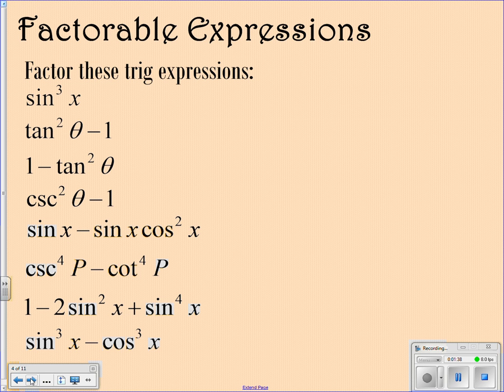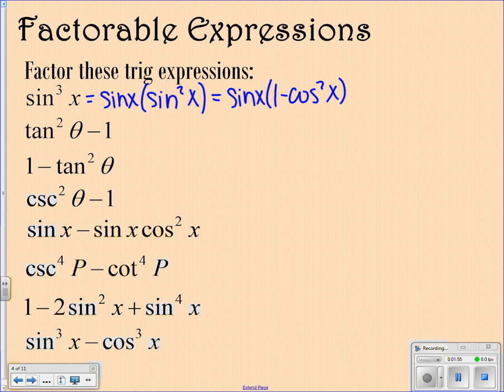So sine cubed of x would factor as sine of x times sine squared. And then we could possibly rewrite that sine squared as 1 minus cosine squared. And we could factor 1 minus cosine squared if we wanted. But that could be how you could simplify or rewrite sine cubed.